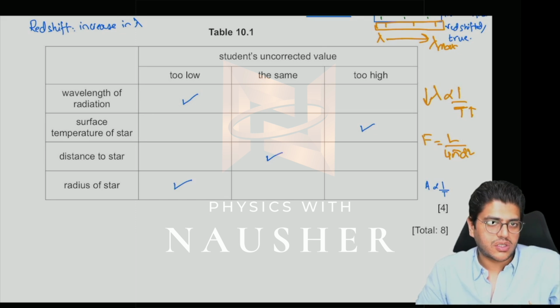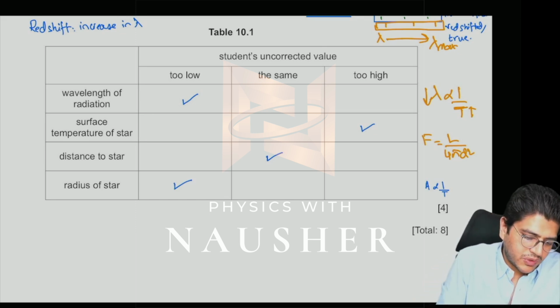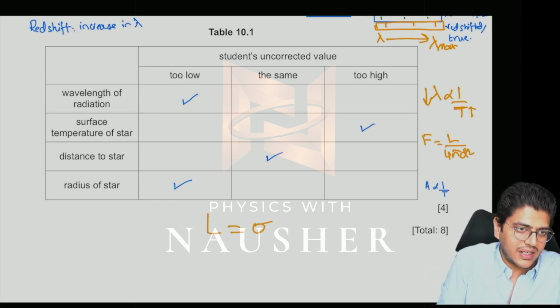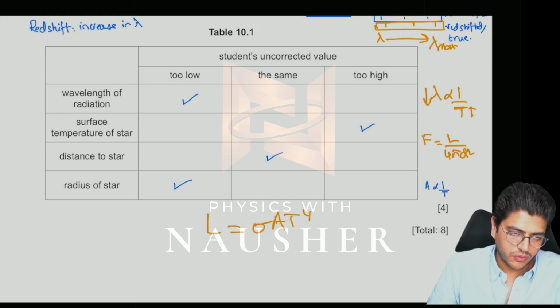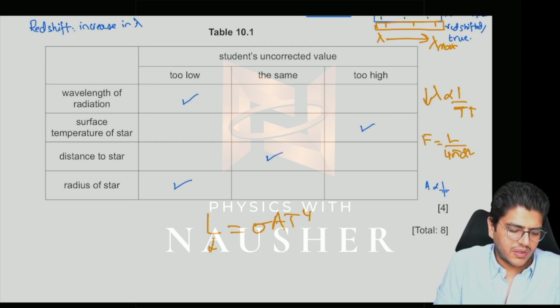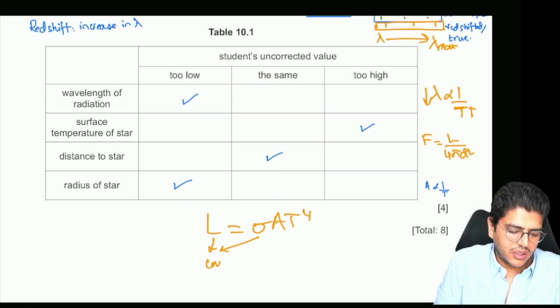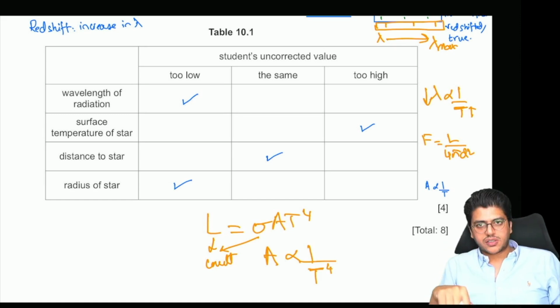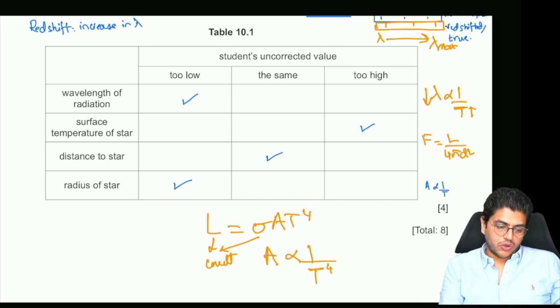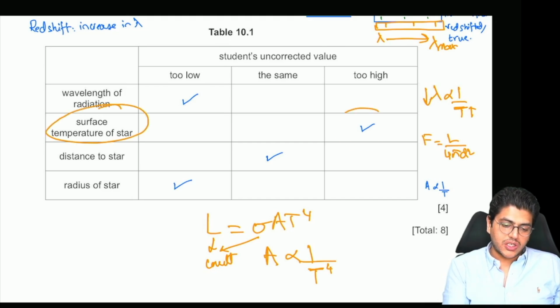The radius of the star will be affected because you know Stefan's law: L equals sigma A T raised to power 4. You remember that? Now, luminosity is constant. Sigma is constant. What is the relationship between area of the star and the temperature? Inverse. And the surface temperature you're measuring is too high.